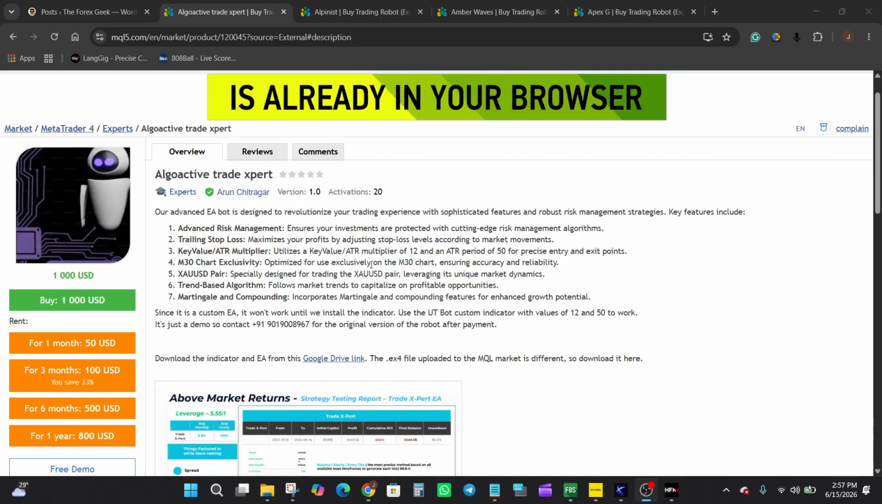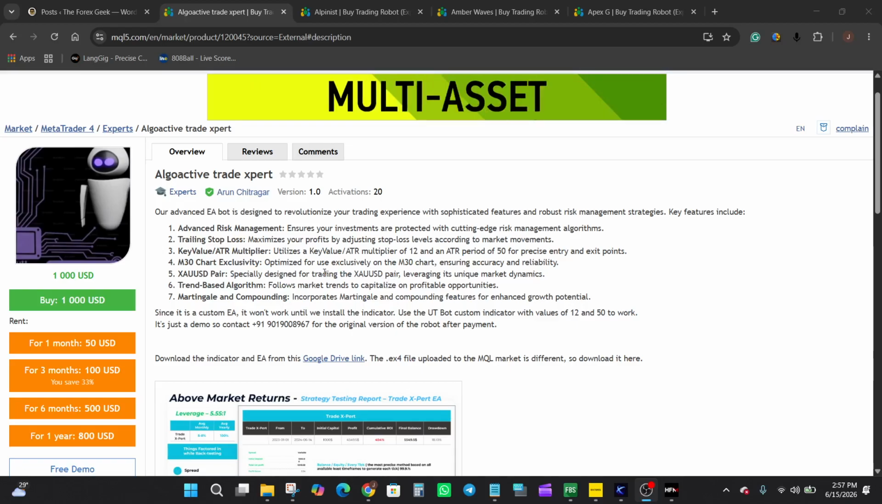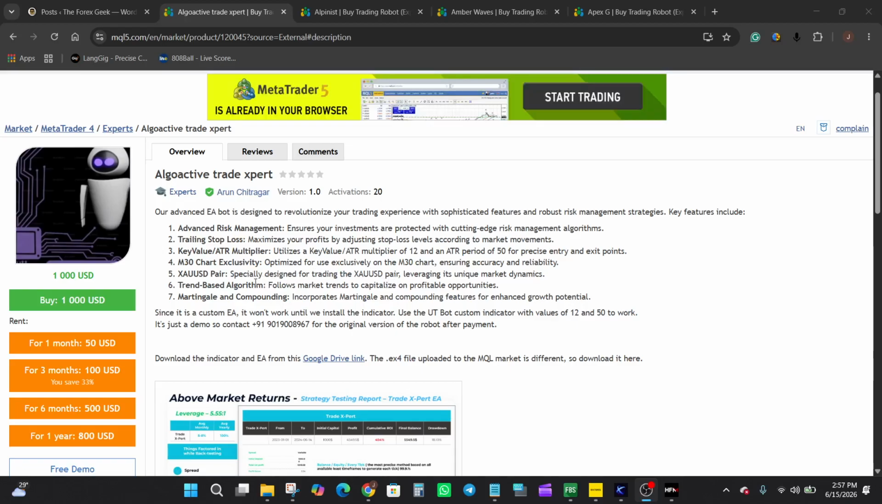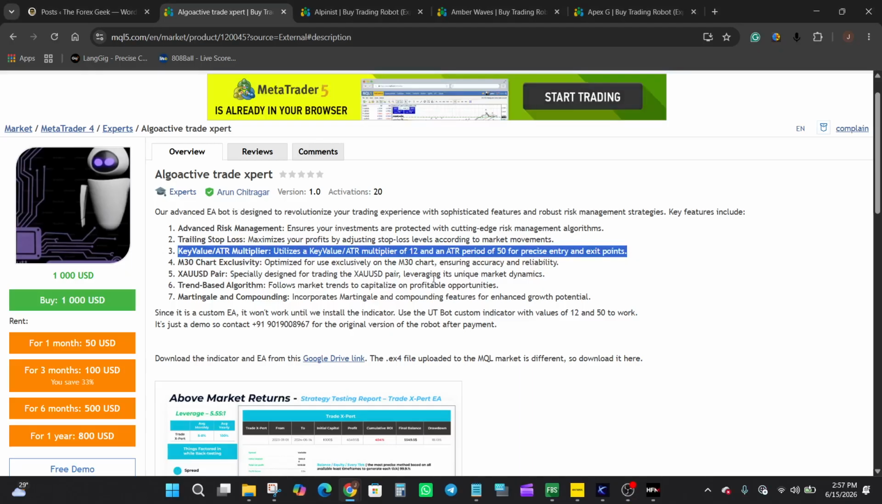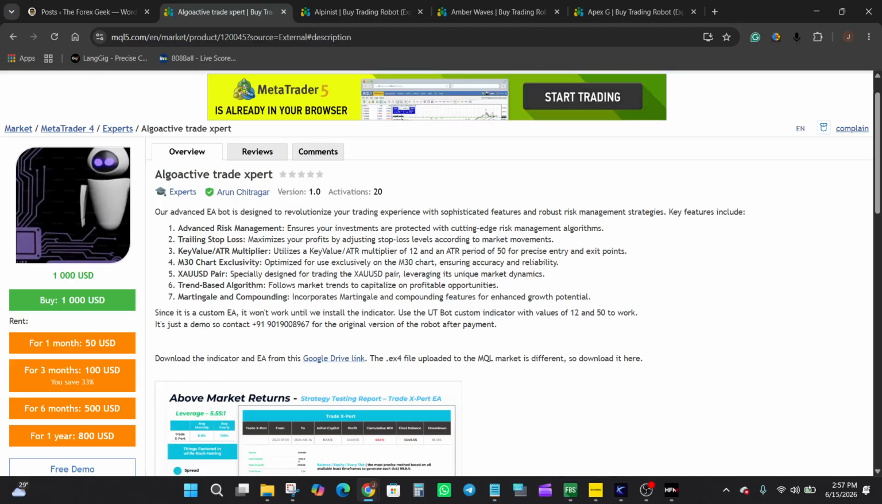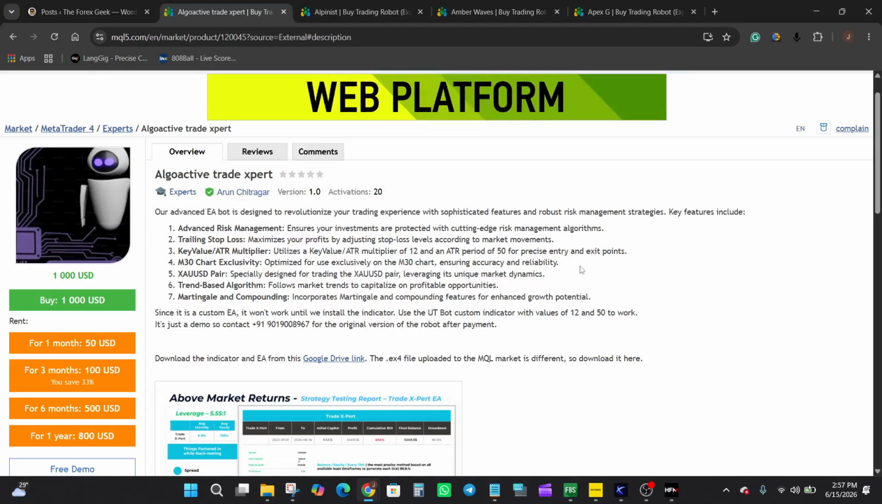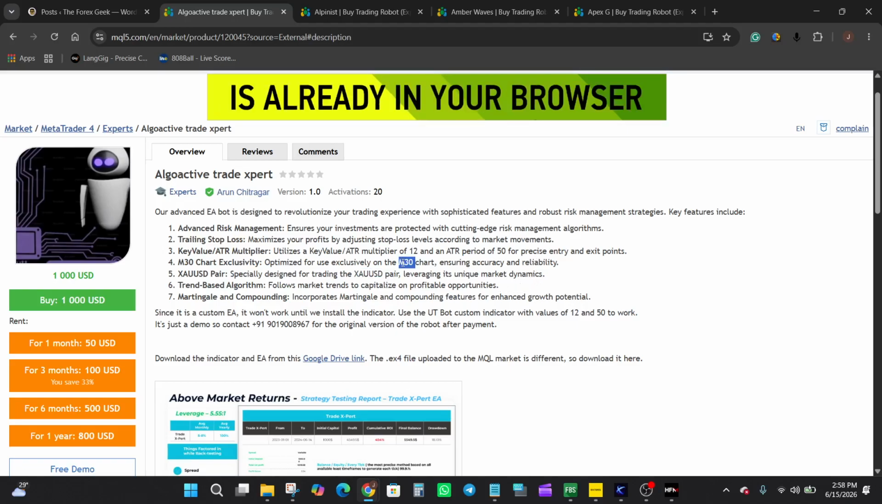Another detail mentioned here is the use of a key value and ATR multiplier setup. According to the developer, the EA utilizes a key value setting of 12 together with an ATR period of 50. These values are also tied to the required UT bot custom indicator that must be installed for the EA to function properly. The developer specifically states that this EA is optimized for the XAUUSD pair and is intended to be used exclusively on the M30 time frame.